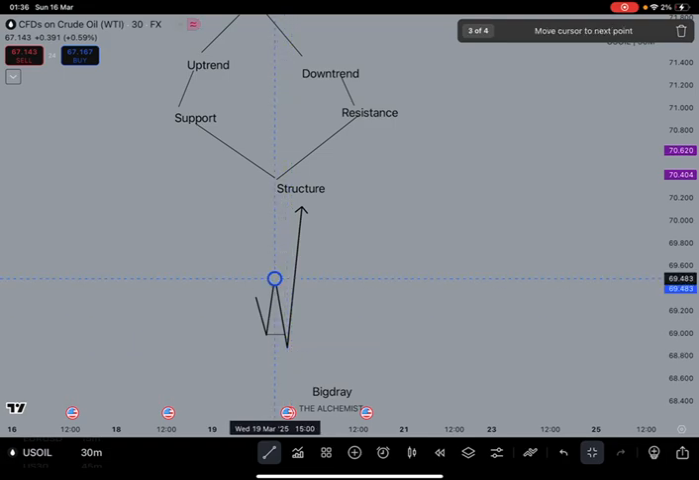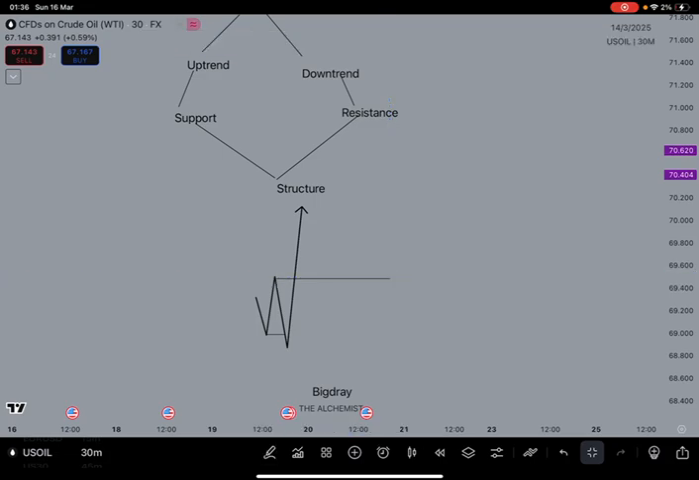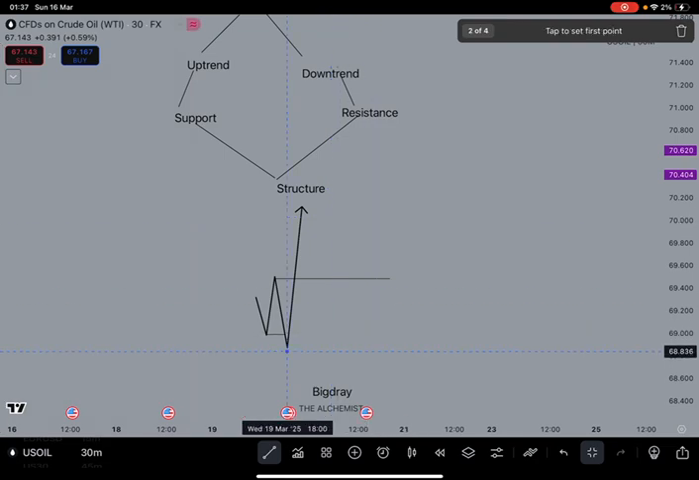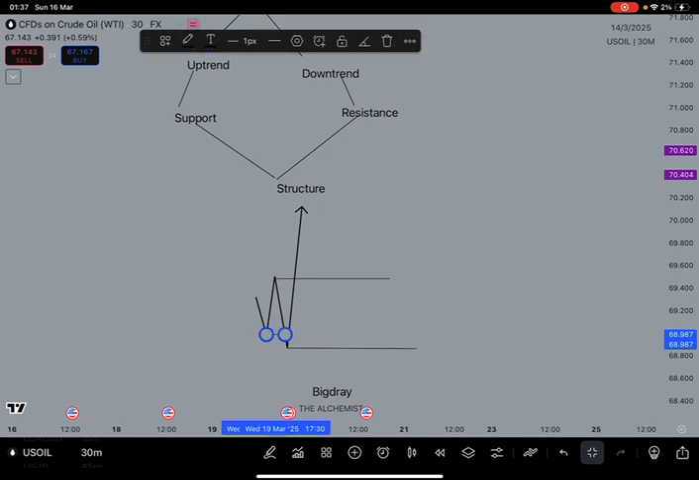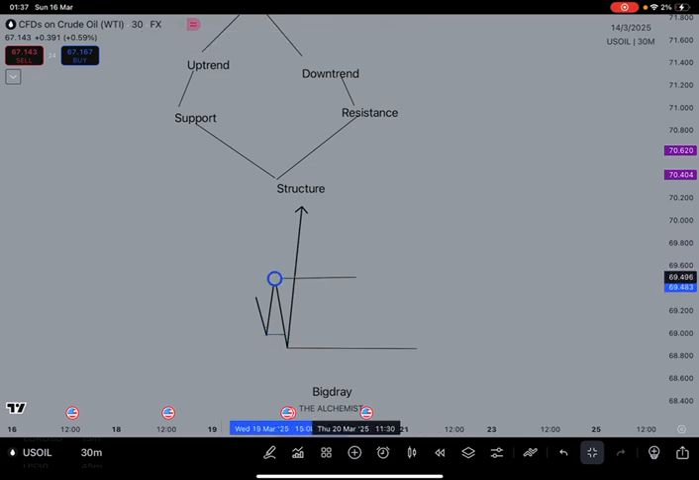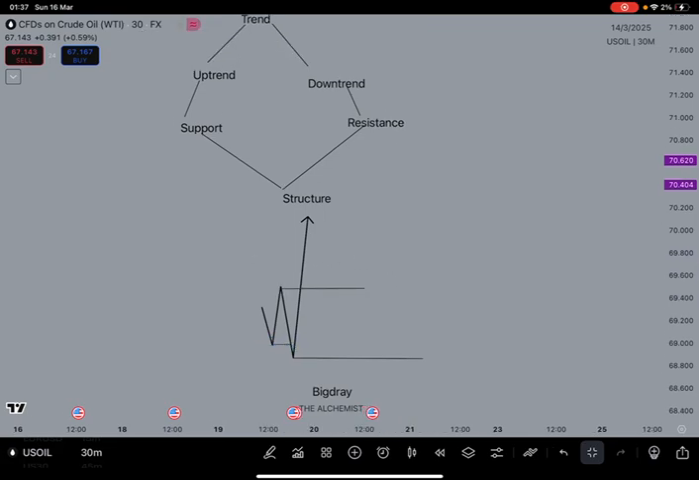So we mark here as what? As our resistance. We mark here as what? Also, we mark here as our support. So we are having two support and one resistance now. This is support, and this is resistance. But the market has broken the resistance.